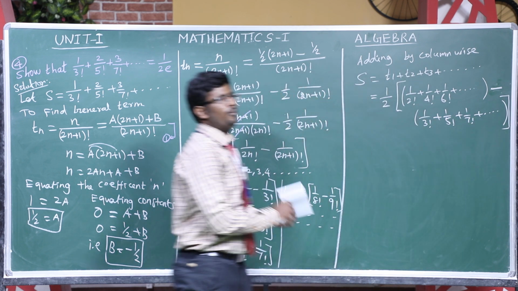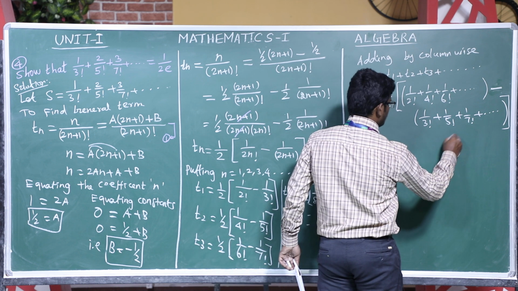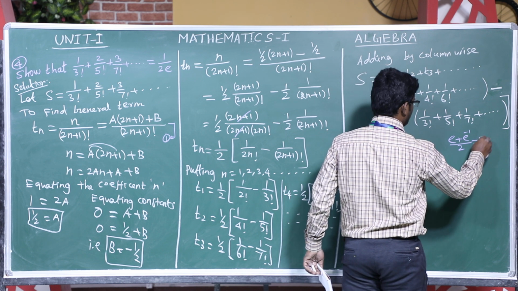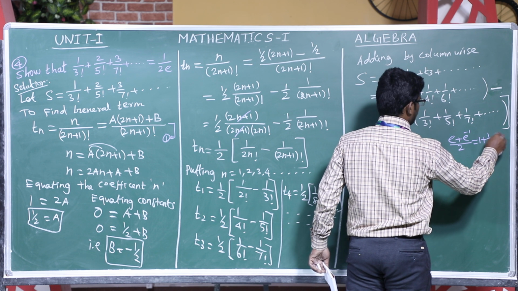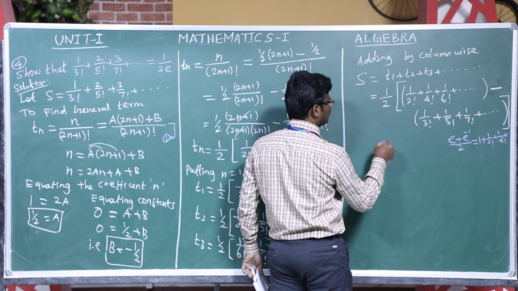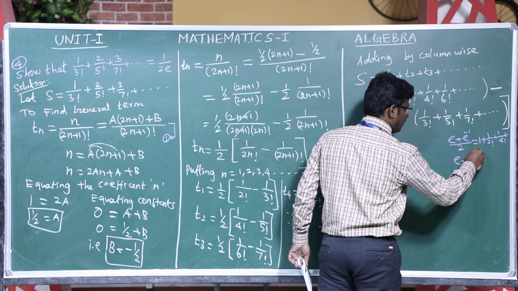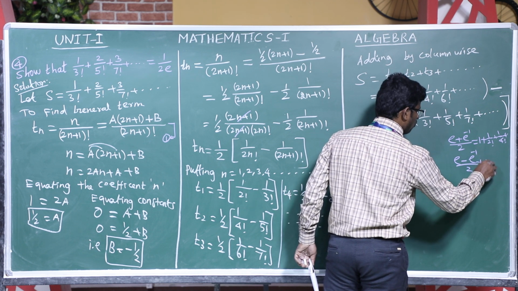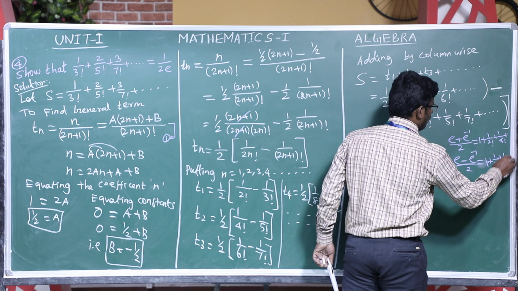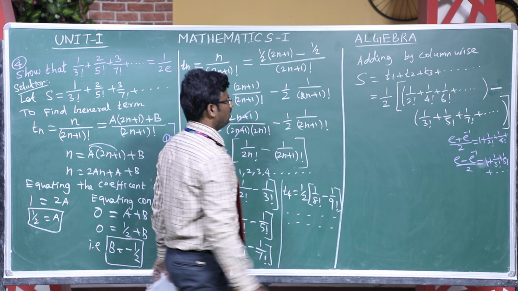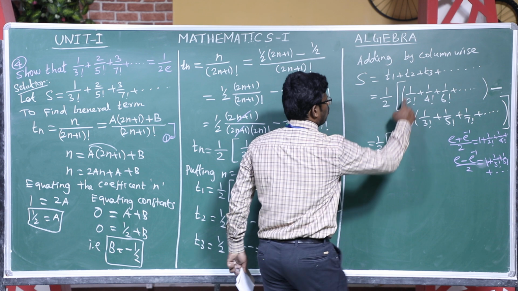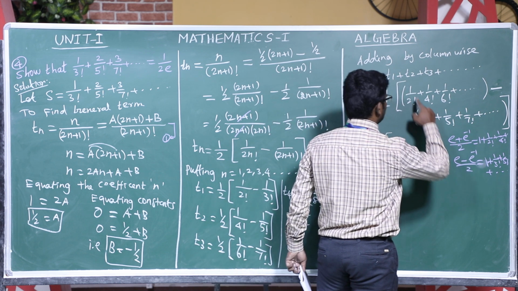We know the formula: e power minus 1 by 2 is equal to 1 plus 1 by 2 factorial plus 1 by 4 factorial plus etc. Next, e minus e power minus 1 by 2 is 1 plus 1 by 3 factorial plus 1 by 5 factorial plus etc. Using this formula, we get 1 by 2 into 1 by 2 factorial, 1 by 4 factorial, where 1 is missing.